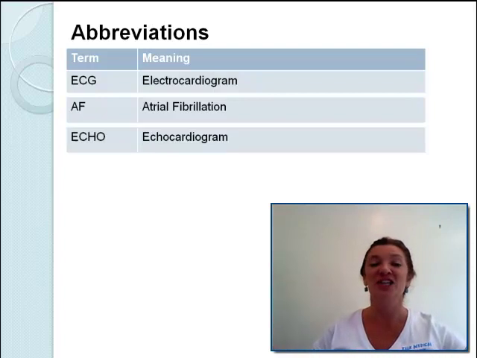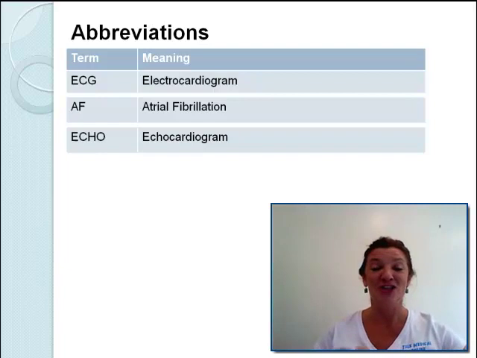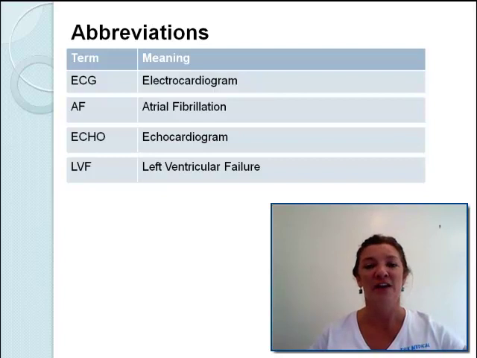Another type of investigation would be an echocardiogram, which is an ultrasound of the heart. And this will show up all the chambers and the valves opening and closing, and can even show the blood flow through the heart. Very impressive. One of the things that could show up on an echocardiogram is LVF, a left ventricular failure. So the left ventricle isn't working properly.